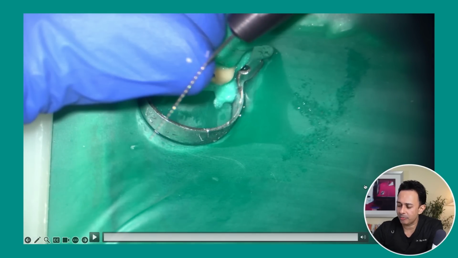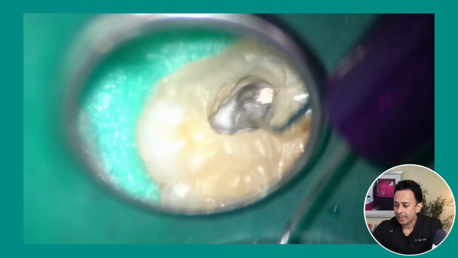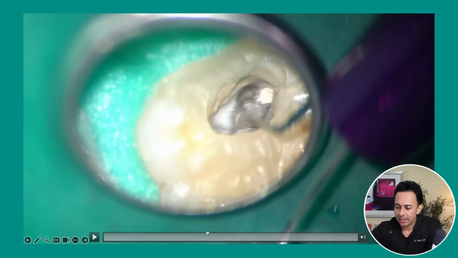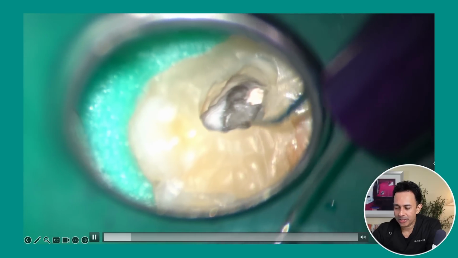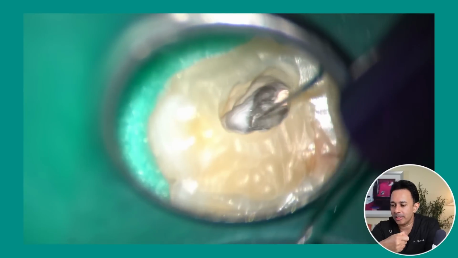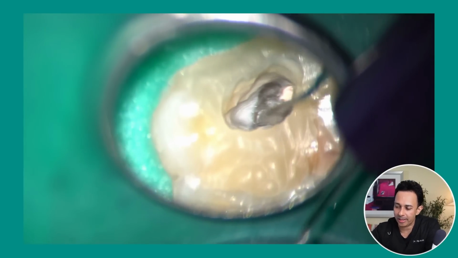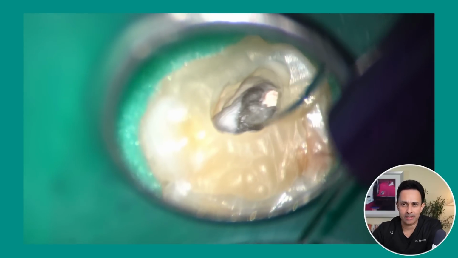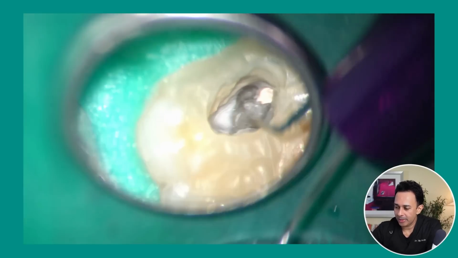So that's the other tool I would recommend. And this is again how we use it. You can see here, this is just a regular, everyday K file which we insert into this instrument so that you can have improved access. So you can see me using that to locate the missed MB2. So that's the other tool.